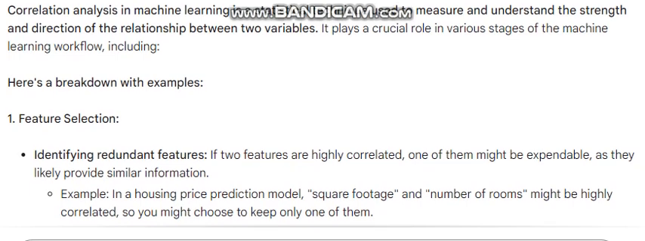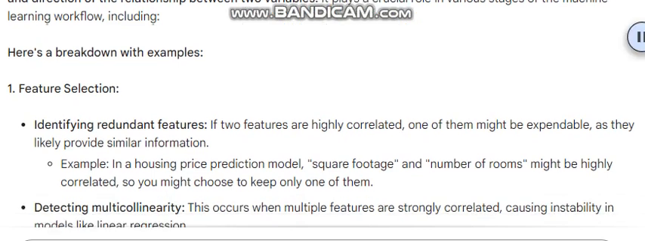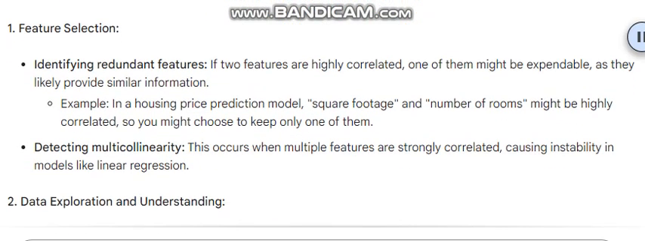1. Feature selection. Identifying redundant features. If two features are highly correlated, one of them might be expendable, as they likely provide similar information. Example: in a housing price prediction model, square footage and number of rooms might be highly correlated, so you might choose to keep only one of them.